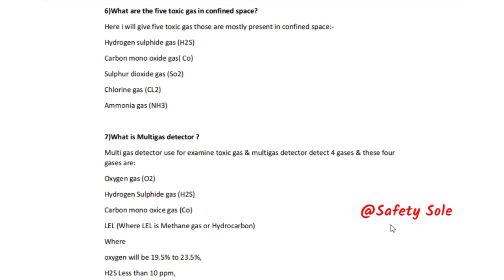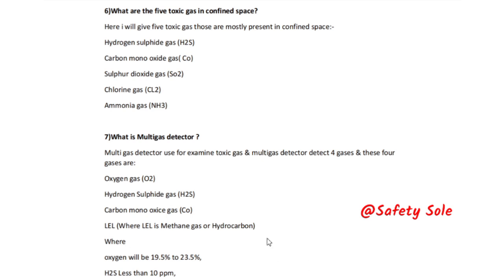What are the five toxic gases in confined space? Hydrogen sulfide gas, carbon monoxide gas, sulfur dioxide gas, chlorine gas, and ammonia gas. All these are five toxic gases generally found in confined space.